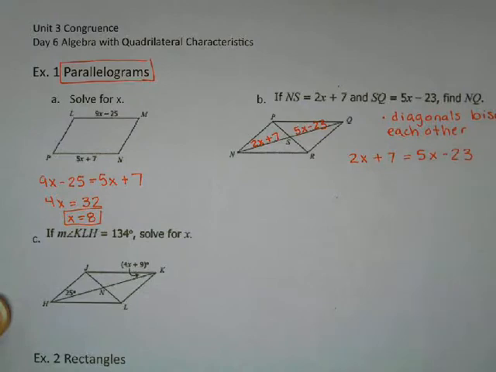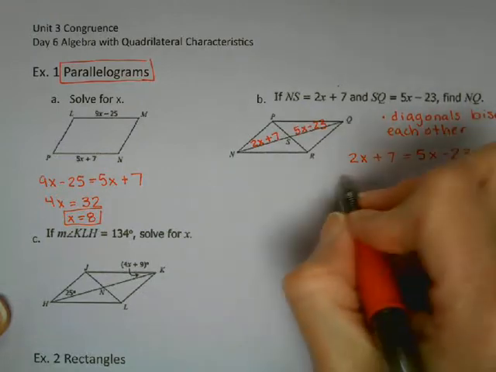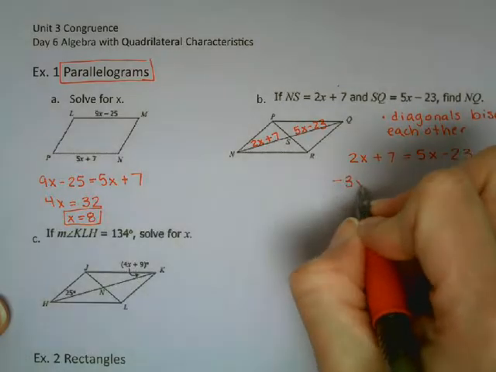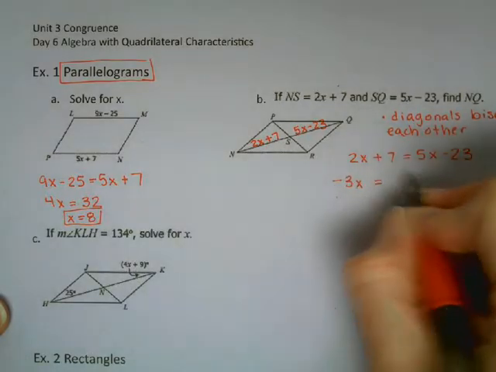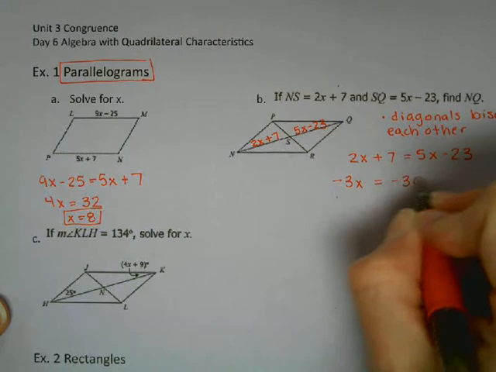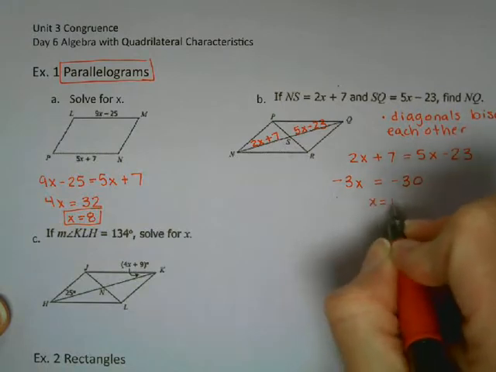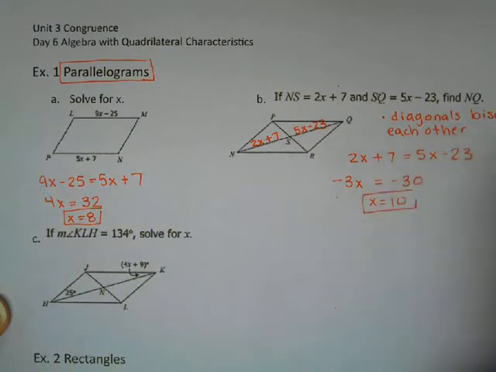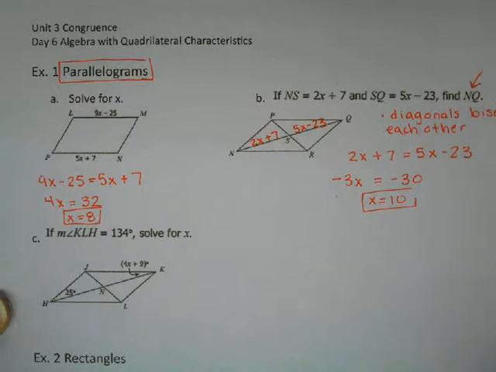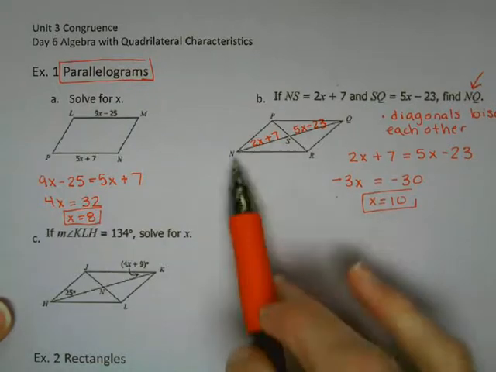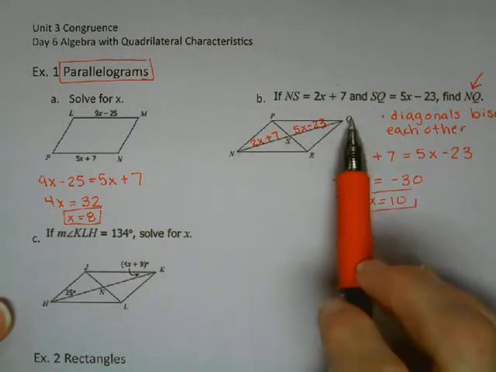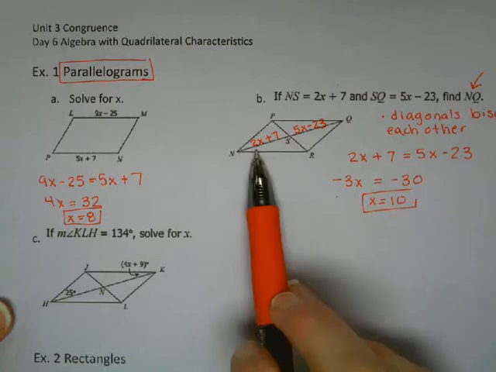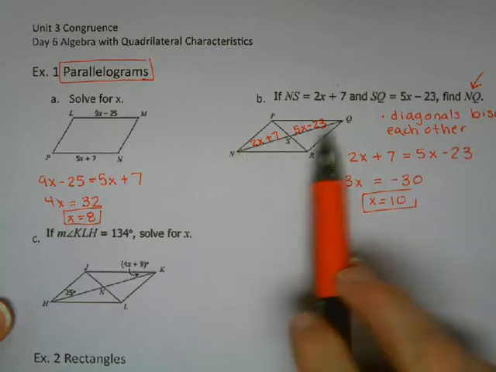So subtract either way. You want to get the x's on one side and the numbers on the other side. Subtract that way, I get negative 30. So I found x to equal 10. Well, let's make sure. This one says find NQ. So NQ is the entire diagonal. So we need to plug this into at least one of them, or both of them, to get the whole length.